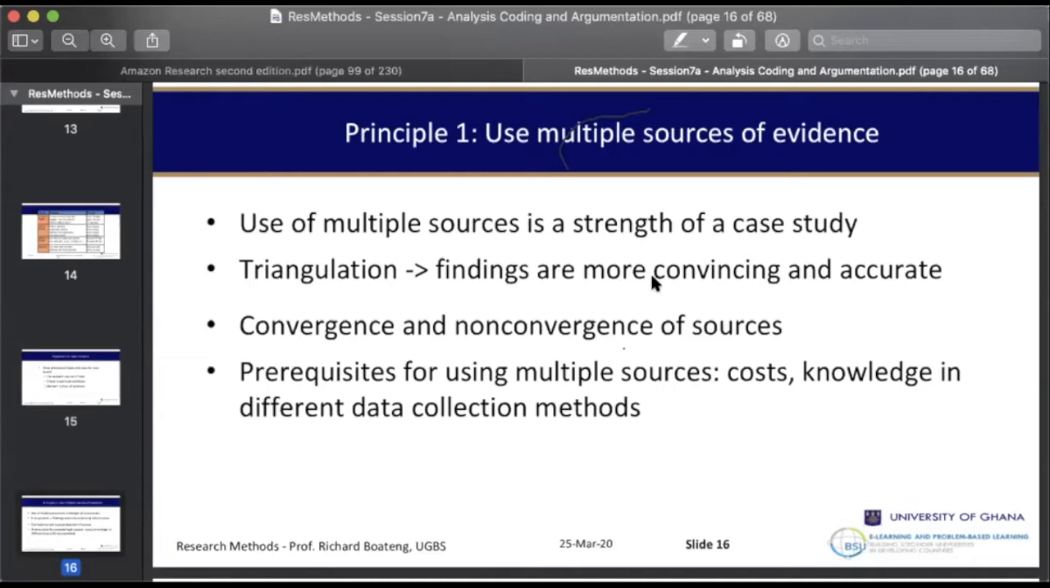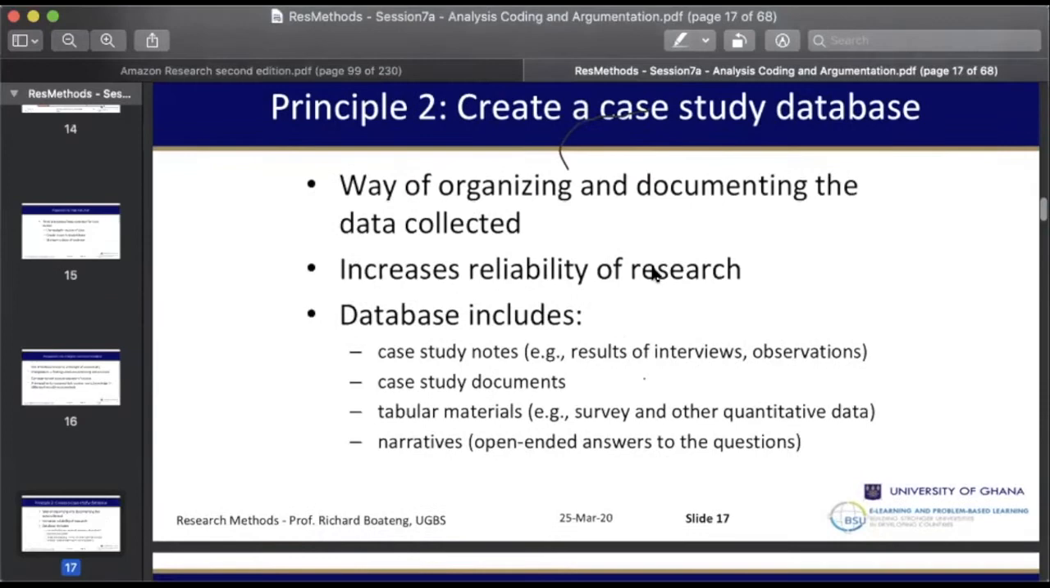You also have to be skilled, or knowledgeable, in the different data collection methods, because you are combining social observation with audiovisual material plus archival information or document-based evidence. Looking at all of them means that you have to do much work. At least you can draw on two or three of them if you cannot do all. Then you have created a database.